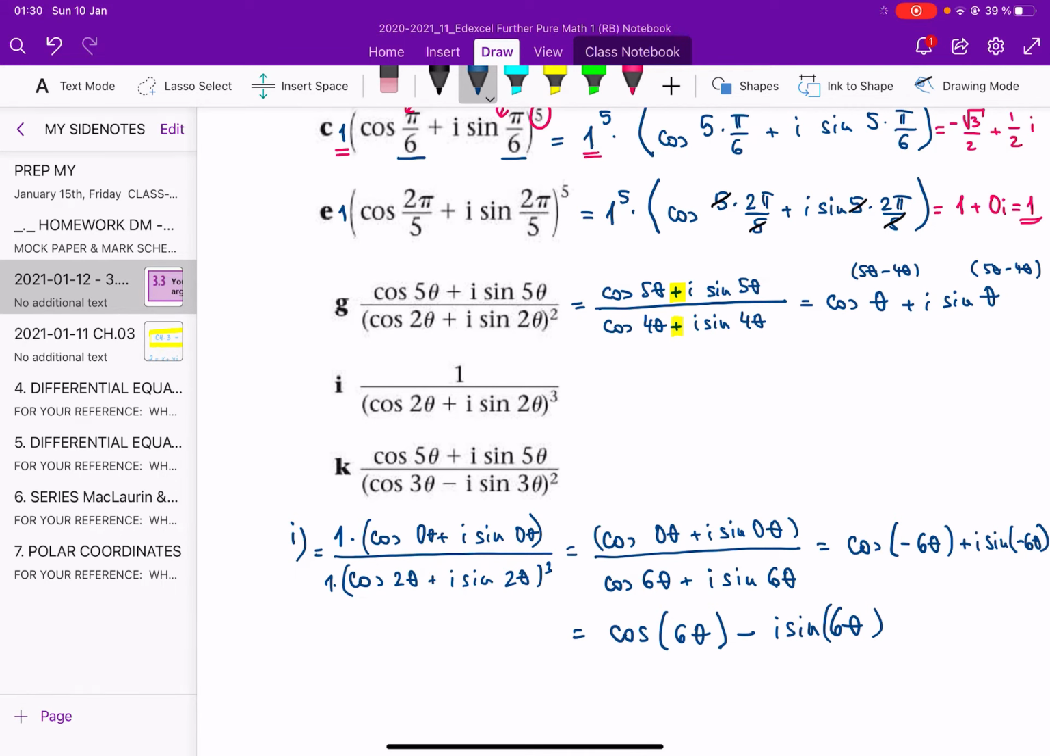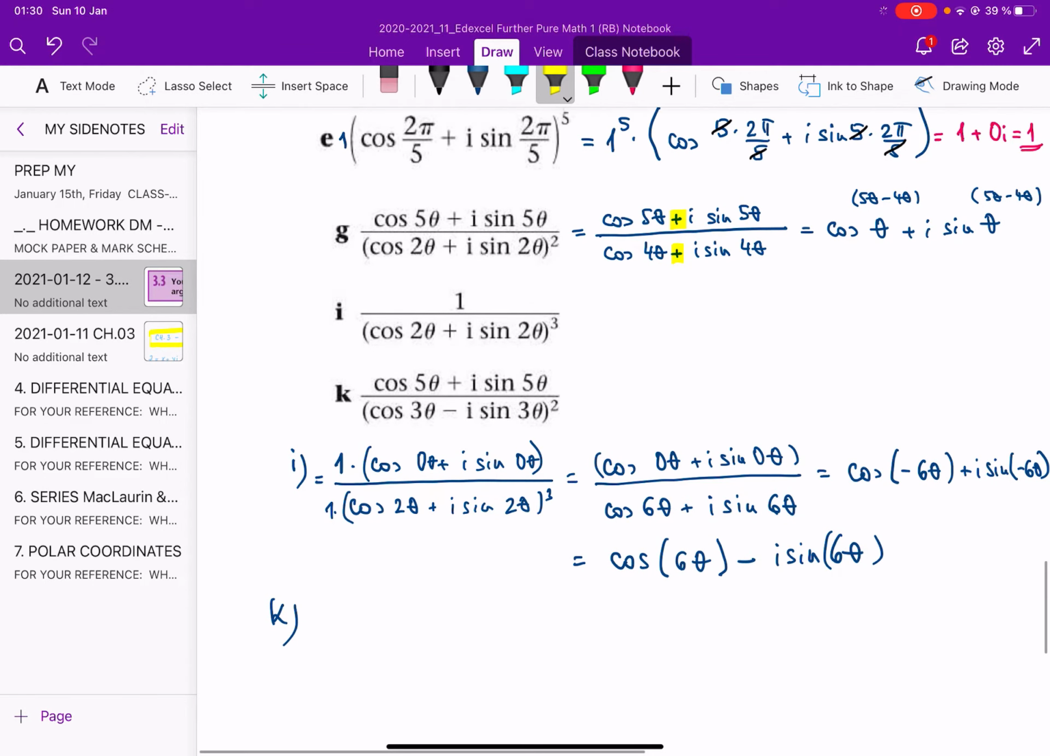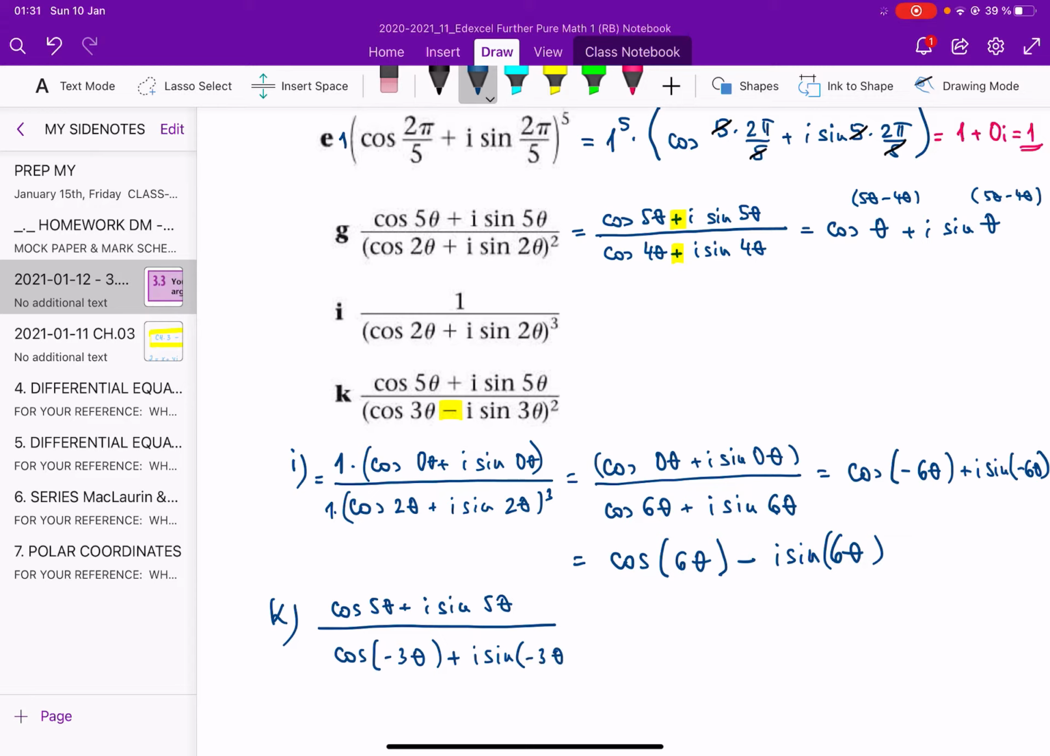And now the k case, be careful here because there is a minus. So before simplifying, we need to modify that. Cosine 5 theta plus i sine 5 theta over cosine minus 3 theta plus i sine minus 3 theta, and this would be to the power of 2.